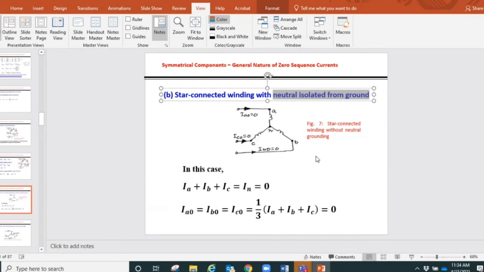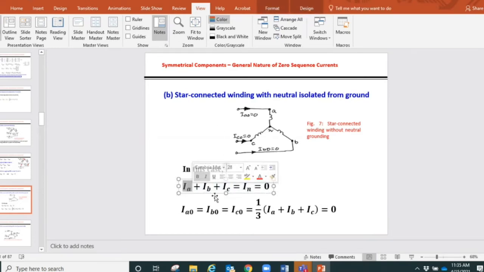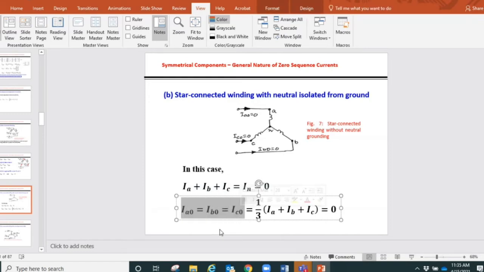Because it's a star connection, the line values are equal to the phase values. That's why we use the formula that line current is equal to phase current in a star connection. The phase currents IA, IB, IC flow into the neutral point and sum up to 0 always. We have the equation for zero sequence current, IA0, IB0, IC0, which we calculate from the phase currents as 1/3 times IA plus IB plus IC, and this is equal to 0.